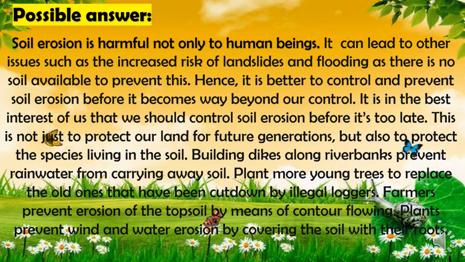This is not just to protect our land for future generations, but also to protect the species living in the soil. Building dikes along riverbanks prevent rainwater from carrying away soil. Plant more young trees to replace the old ones that have been cut down by illegal loggers. Farmers prevent erosion of the soil by means of controlled plowing. Plants prevent wind and water erosion by covering the soil with their roots.